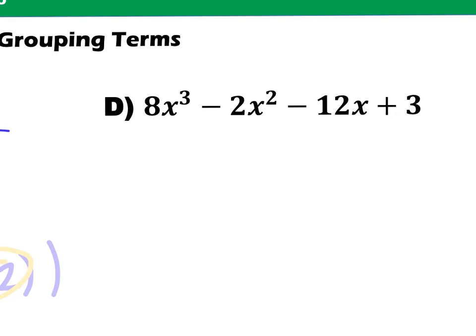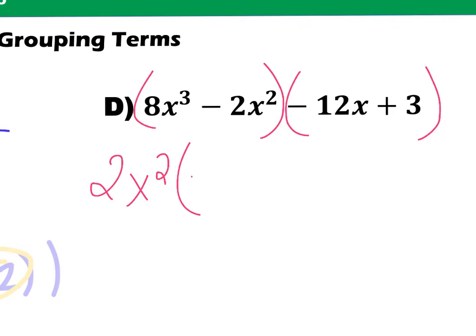Okay, same thing here. Is there a letter or a number in all 4 that you can take out? No. So I'm going to group because I have 4 terms. Notice that I kept that negative sign with the 12. See that? All right, so what can I take out of 8x cubed and negative 2x squared? Negative 2x squared. Don't take out a negative, because if you do, then this becomes negative. If you lead with a positive, leave it positive. But what number and letter can I take out of both? 2x squared.